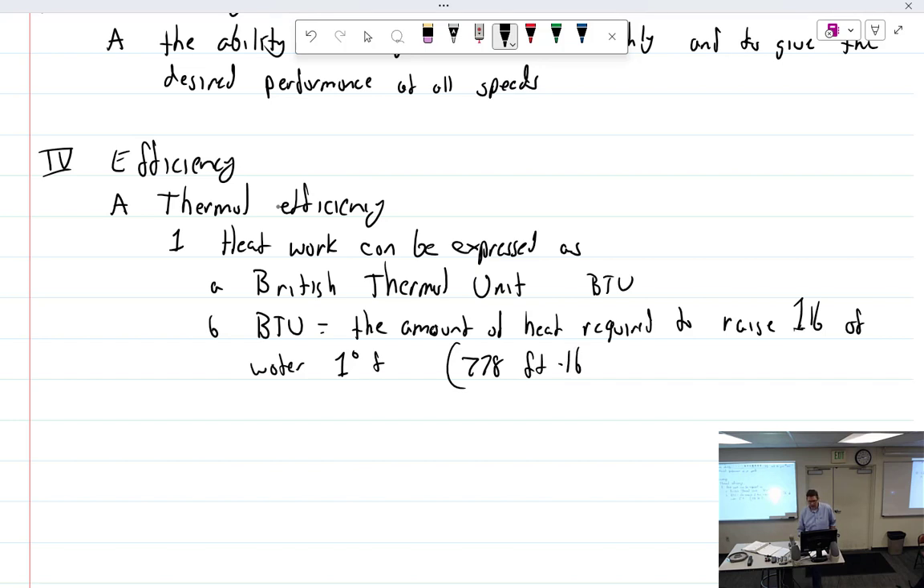Foot-pounds of work. One pound of water, one degree Fahrenheit. Remember, they thought of this a long time ago, so it's before the Celsius centigrade.